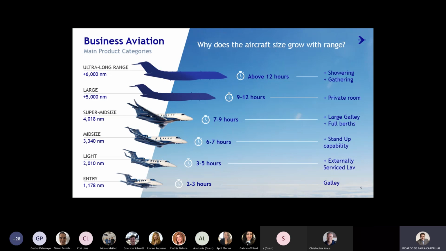In the Phenom 300 category, 5 hours, people will be using the lav a lot more. So we have the externally serviced lav. From 6 hours on, I mean, stand-up capability, you want to stretch your legs, right? When you go to 9 to 12 hours, more space for food, more bedding available inside the aircraft.